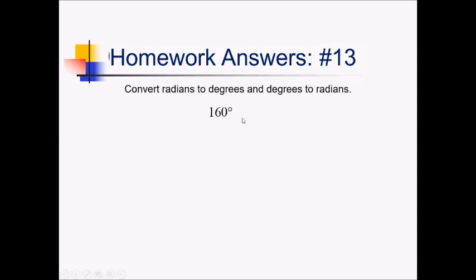For this one, we have something in degrees that we want to convert to radians. So to do that, we multiply by pi over 180. And now we just have to reduce 160 over 180. Those are both divisible by 20. So this is going to be an 8 pi in the numerator over 9.